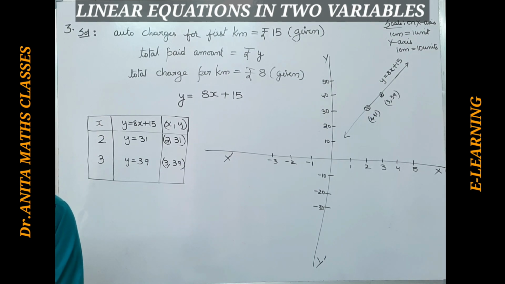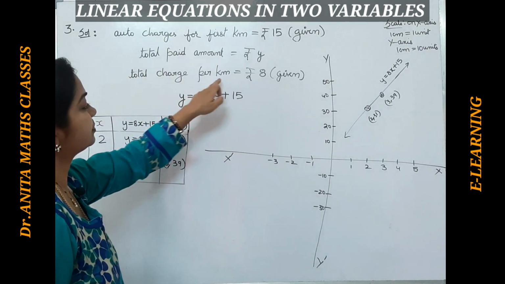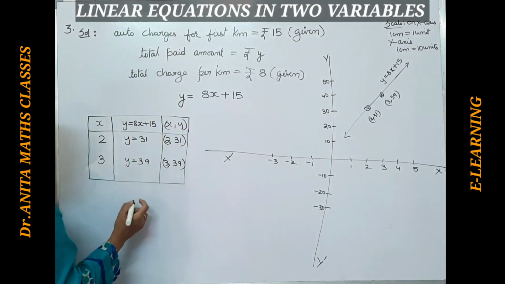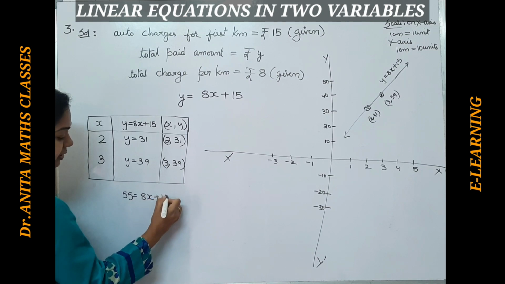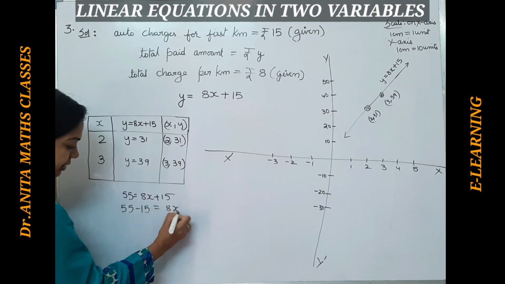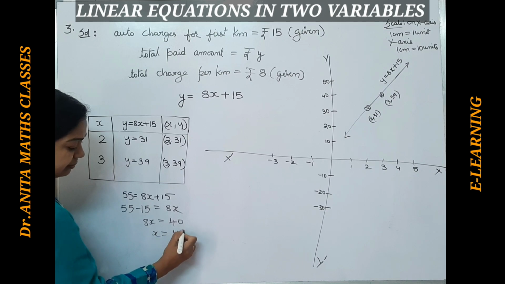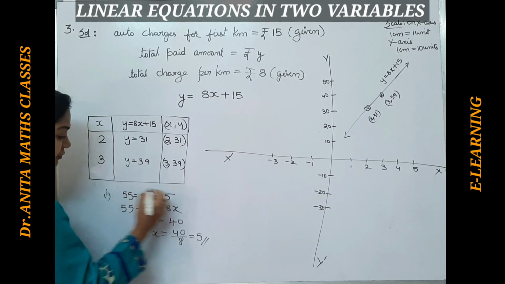Now from this we have to find the values. The given condition asks: with the help of the graph, find the distance travelled if the fare is 55. Here the charge per kilometer is 8, and the total paid amount is y. So y is 55, and we have to find x. Bring the 15 over: 55 minus 15 is equal to 8x. So 8x is equal to 40, and x is equal to 40 by 8, that is 5. So this is the solution of the first part.